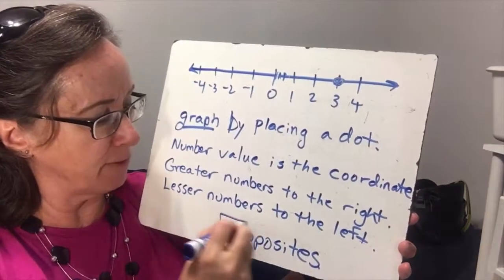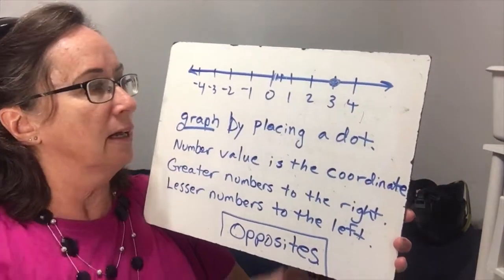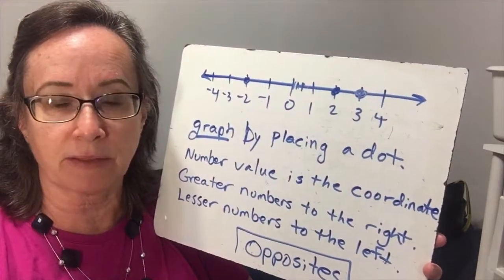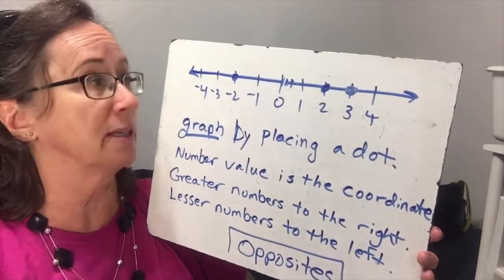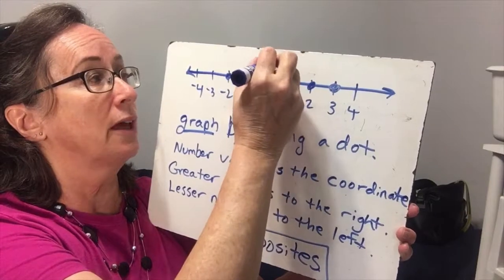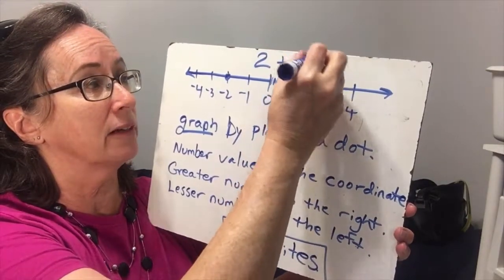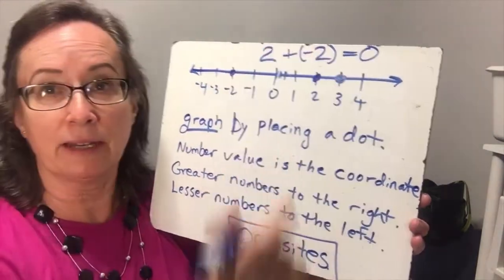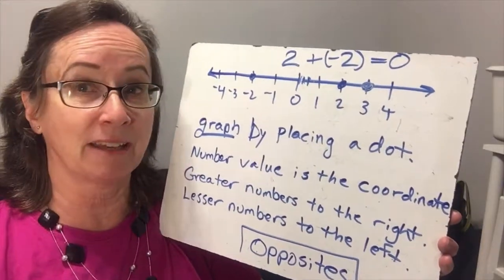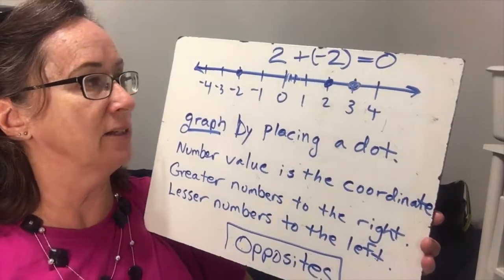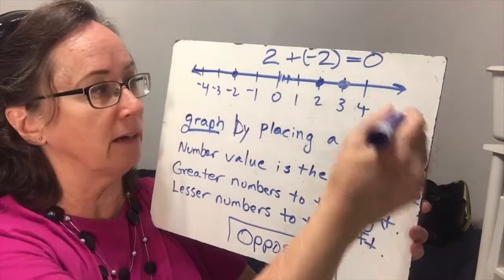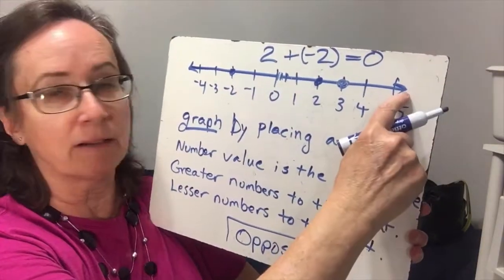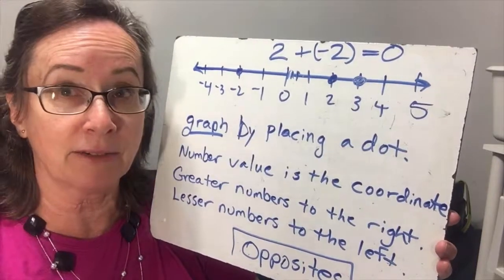Now, every number on the number line has an opposite. Here's a 2, and here's a negative 2, and they are opposites of each other. The definition of an opposite is two numbers that when added together give you 0. So 2 and negative 2 are opposites. 5 and negative 5 are opposites. We don't see 5, but do we know 5 is there? 5 would be here, but what about 6? 6 would be right there. And that arrow tells us it keeps on going forever and ever.